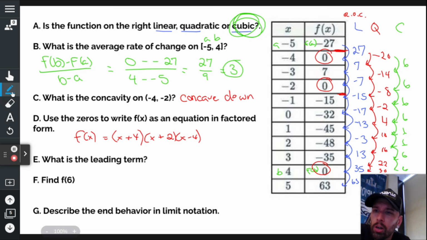What is the leading term? Well, I have 3 factors, and we saw this in a previous problem. Always multiply the leading term of each factor. X times x times x is a positive x cubed. So it's a cubic that looks like this.